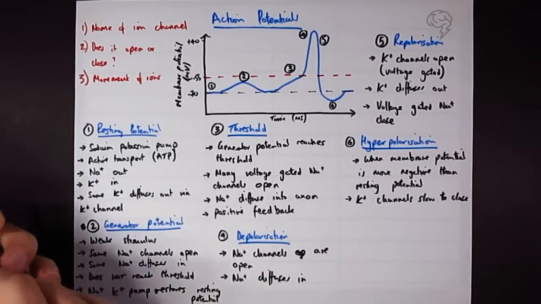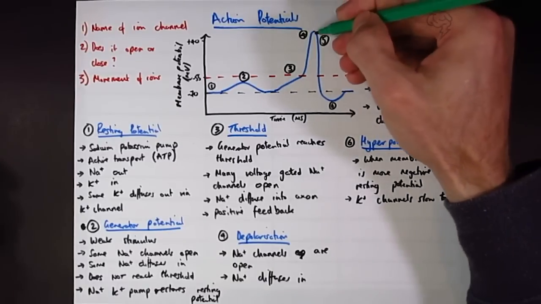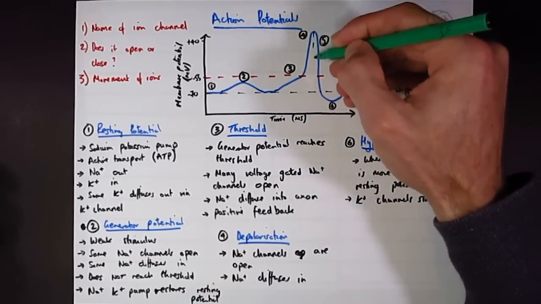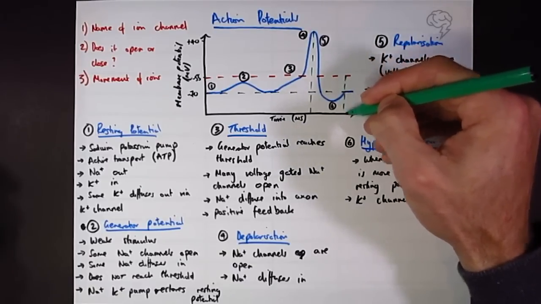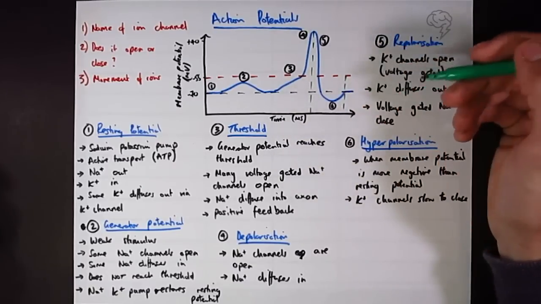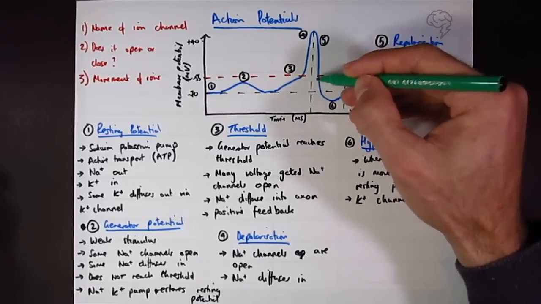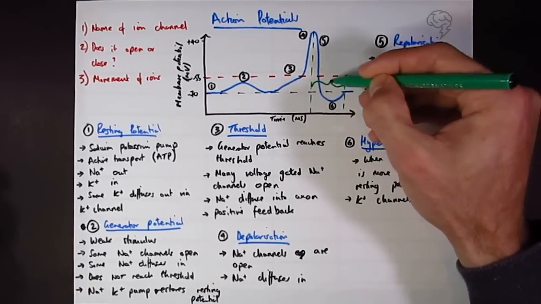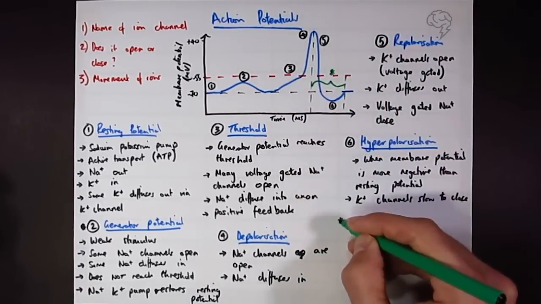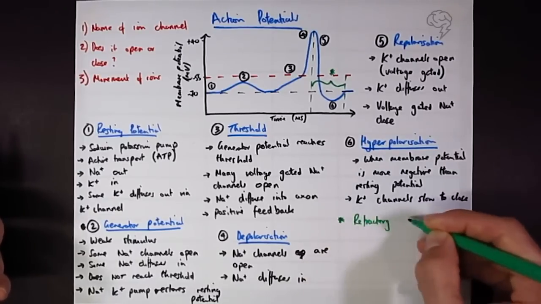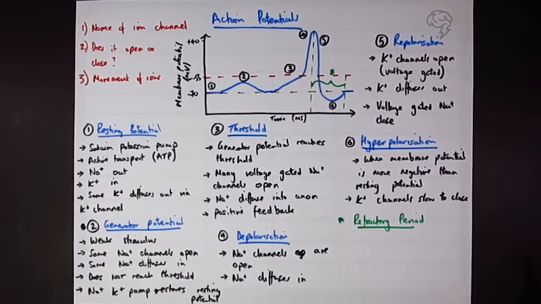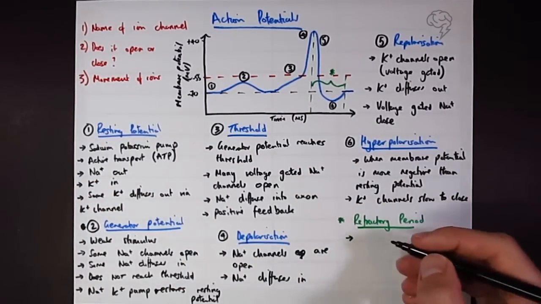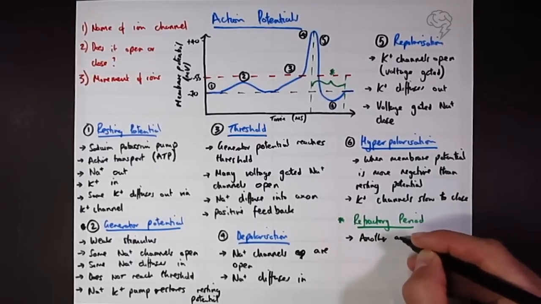Now there's one more thing that we need to add to this graph, and that is between the peak of depolarization and the re-establishment of resting potential, we have this period here, and this period here is called the refractory period. I'll keep it in green. So what is the refractory period? Well, it's during this time an action potential cannot be triggered. We cannot start a new one, basically.